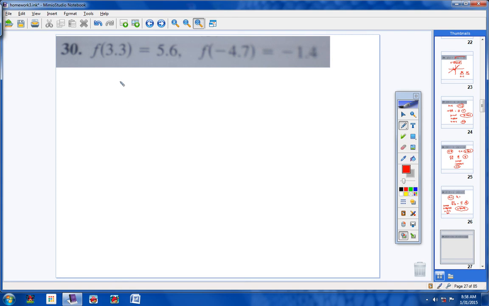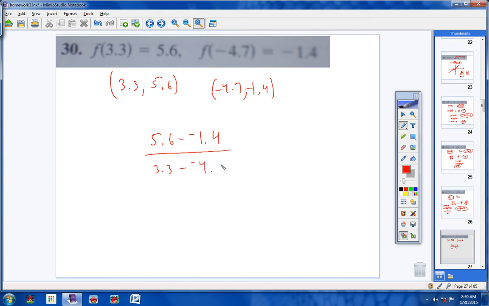Okay, y minus y, my ordered pairs are 3.3, 5.6, and my other ordered pair is negative 4.7, negative 1.4. Okay, y minus y, that's going to be 5.6 minus a negative 1.4. X minus x is 3.3 minus a negative 4.7, and that's going to give you 7 exactly up top here, 7, and this will give you 7 down here.